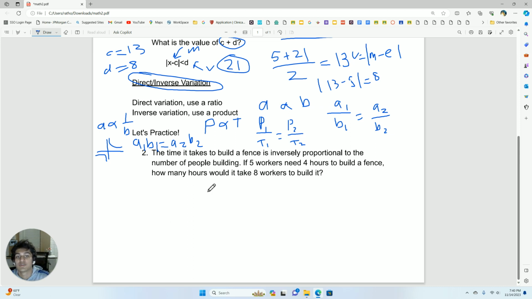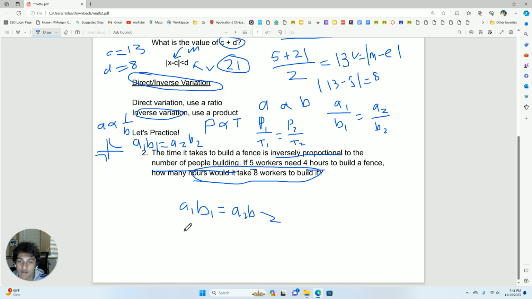The time it takes to build a fence is inversely proportional. Now, inversely proportional tells me that this is going to be an inverse variation question. And it's inversely proportional to the number of people building. If 5 workers need 4 hours to build a fence, the question is asking how many hours would it take 8 workers to build the same fence? So now that we know it's inverse variation, let's go ahead and pull up the same formula that we already talked about earlier.